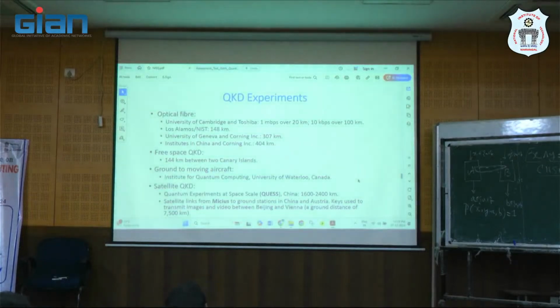Now, QKD experiments have been done very elaborately already. Several groups: Cambridge, Toshiba, Los Alamos, Geneva, various kinds. You see, 1 Mbps, this is a long time back, I'm telling you, 1 Mbps over 20 kilometers, 10 kbps over 100 kilometers. Over fiber, free space, ground to moving aircraft, satellite QKD, the Quest quantum experiments at space scale in China over several thousand kilometers have been done. Micius to ground, this is some satellite link, Micius from China to Austria, again several thousand kilometers, and all that have been done.